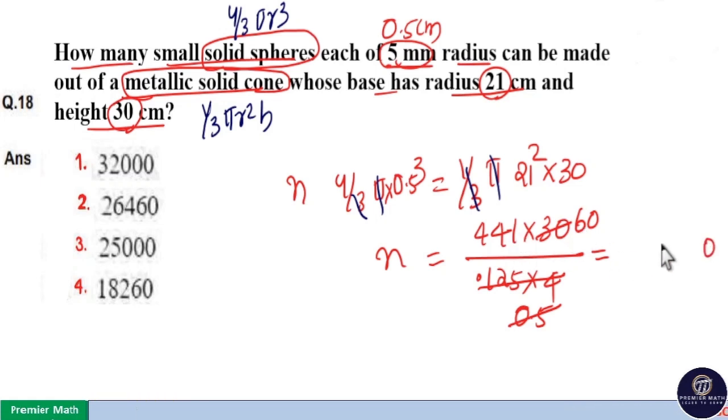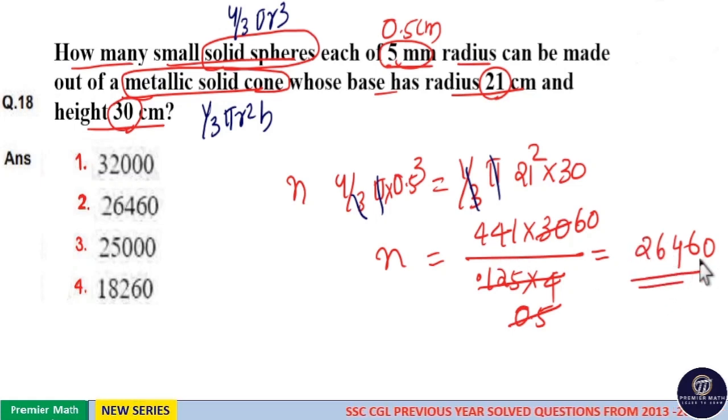6 into 1 is 6. 6 into 4 is 24. 6 into 4, 24 plus 2, 26. So 26,460. Option 2 is your answer.